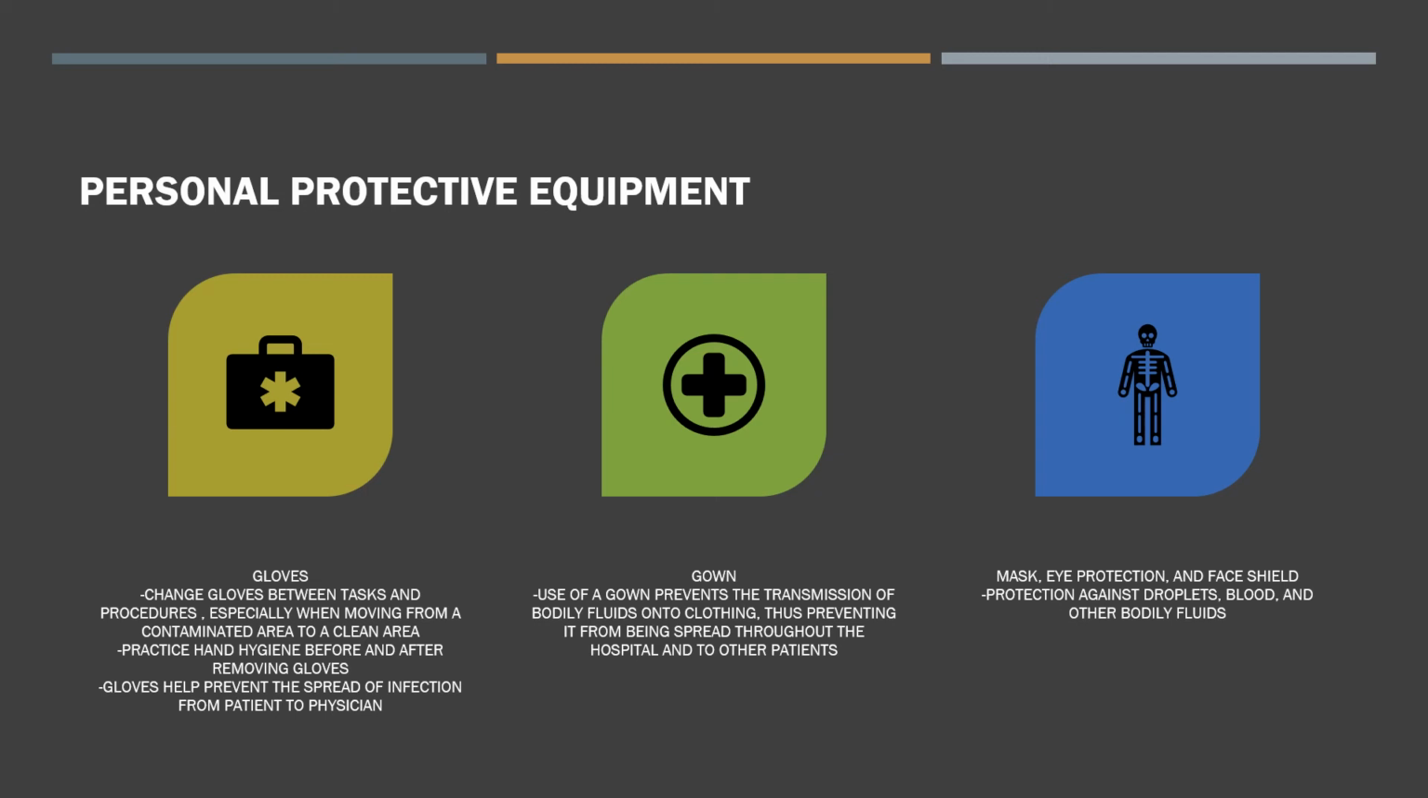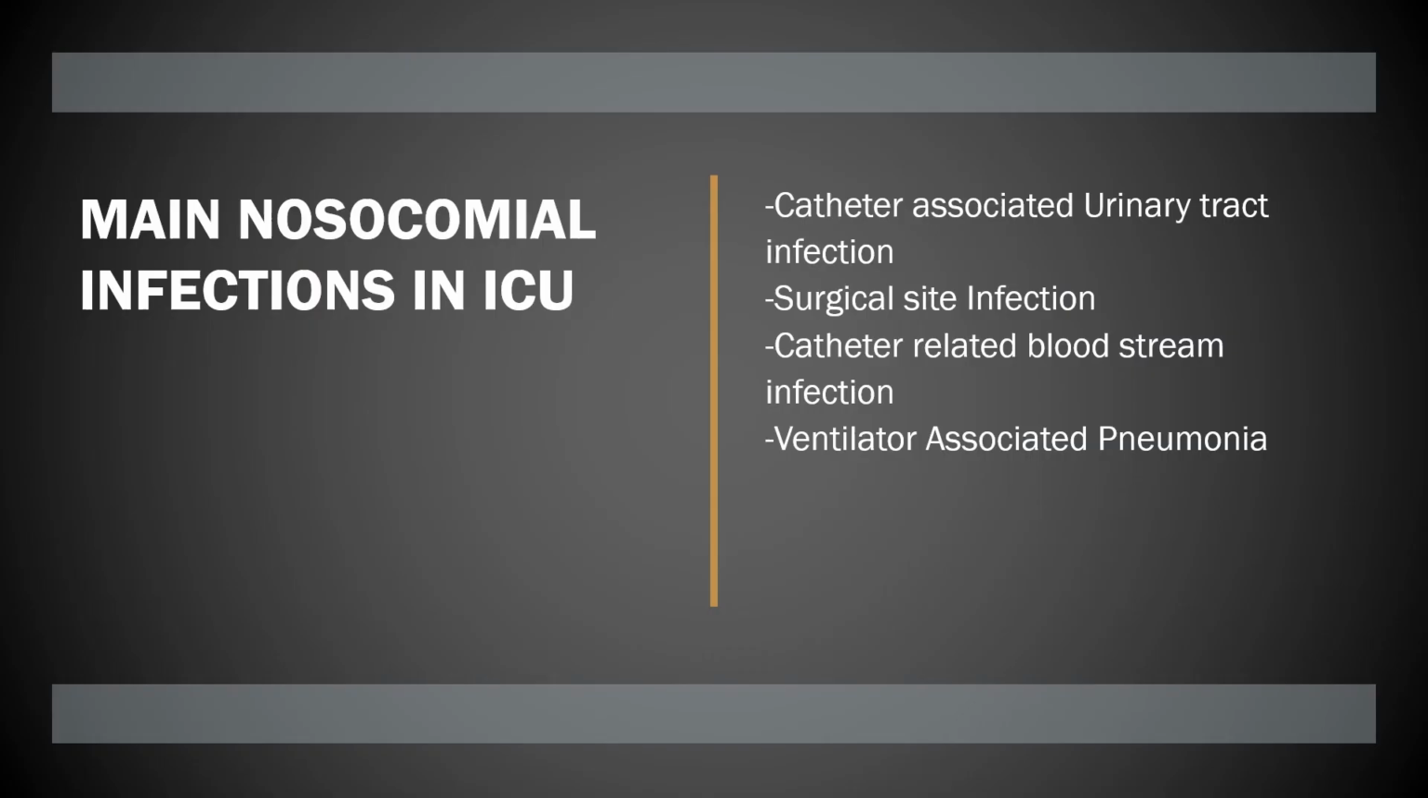Gloves and then the mask, the eye protection, and the face shields protect you as a physical therapist assistant yourself from getting those infectious diseases, which you could then spread to another patient that you work with later on. So, as well as protecting your other patients, this also protects you. The main hospital-acquired infections are caused by catheter-associated urinary tract infections, surgical site infections, bloodstream infections that can come from the use of a catheter, as well as ventilator-associated pneumonia.